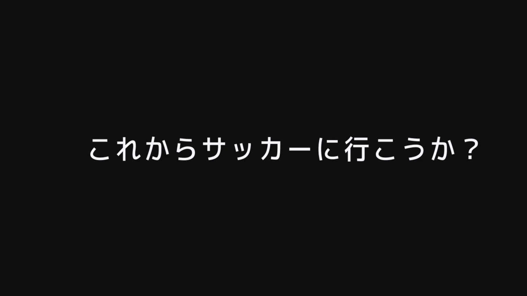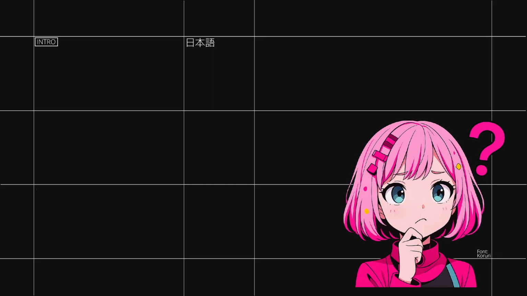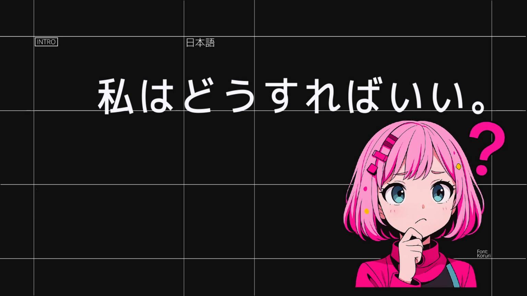And you can contrast more things, right? You can contrast yourself and other people. For example, if you're inside the group and they say, well, they want to go play some football. これからサッカーに行こうか. Then you can think in your head, for example, 私はどうすればいい? And in this case, どうすればいい means, well, what should I do?